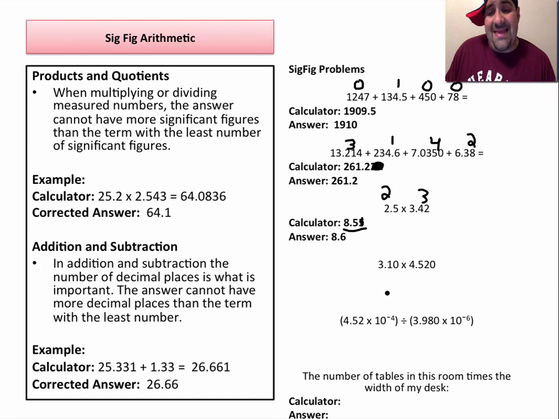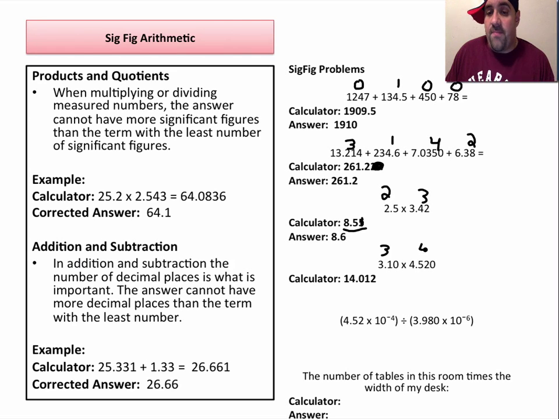If we have 3.10 times 4.520, calculator gives us this as an answer, 14.012. But what is the rule for multiplication? The answer cannot have more sig figs than the term with the least number. So this has 3. That 0 at the end is significant, otherwise we would not write it. Just as this one is significant, otherwise we wouldn't put it there, because why would we need to? Why should we? We're lazy.